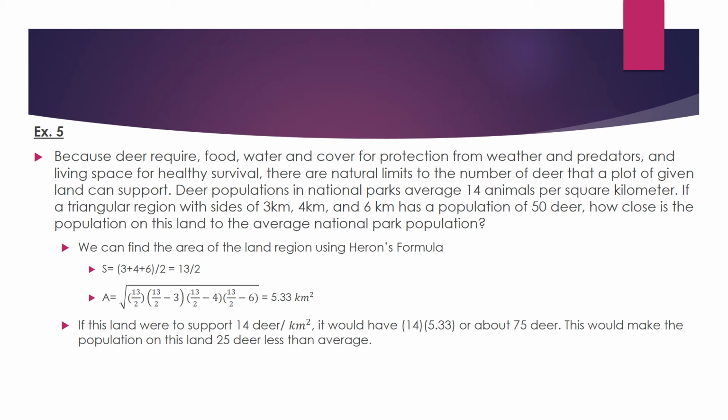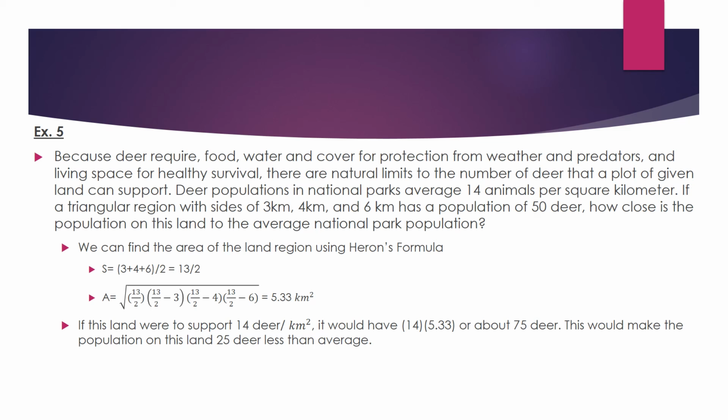We can find the area of the land region using Heron's formula, simply by adding our sides 3, 4, and 6, dividing them by 2, and getting 13 over 2, and then simply putting 13 over 2 into our equation with our 3 side lengths, 3, 4, and 6, giving us our area of 5.3 kilometers squared. Now, if this land were to support 14 deer per kilometer squared, it would have 14 multiplied by 5.33, or about 75 deer.